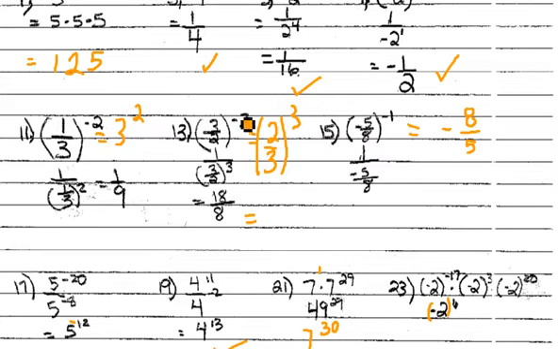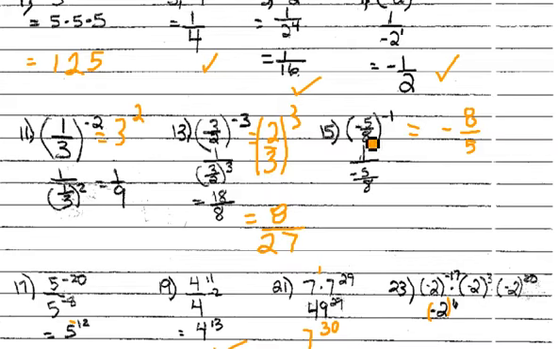3 over 2 to the negative 3. Again, we take the reciprocal of 3 over 2, we get 2 over 3, and now our exponent is a positive 3. 2 to the power of 3 is 8, and 3 to the power of 3 is 27. That would be our answer.